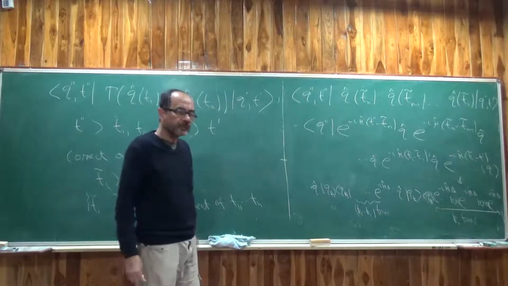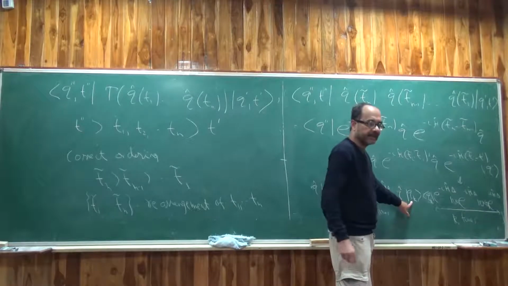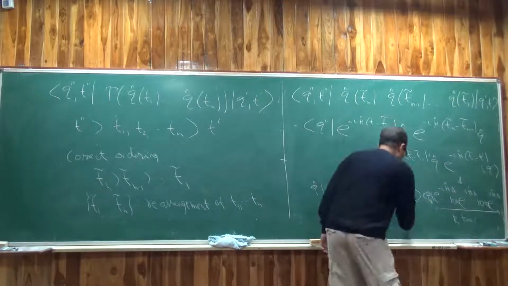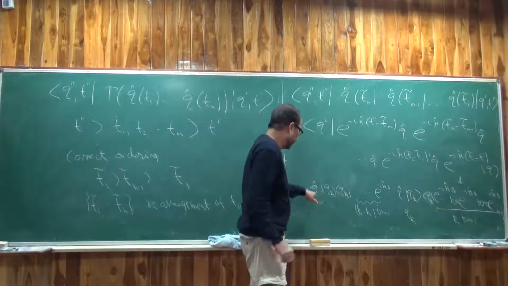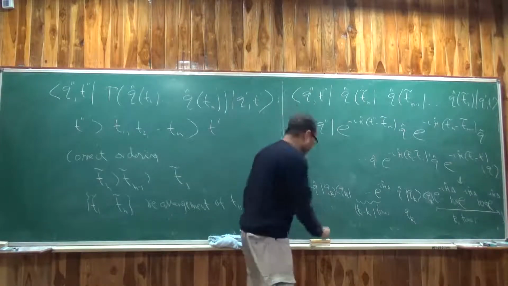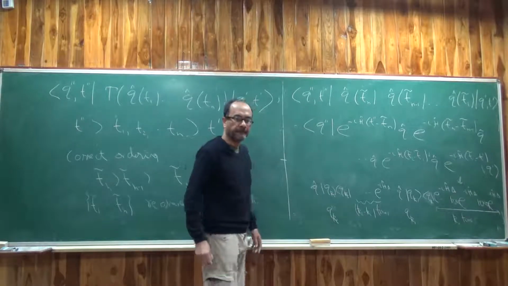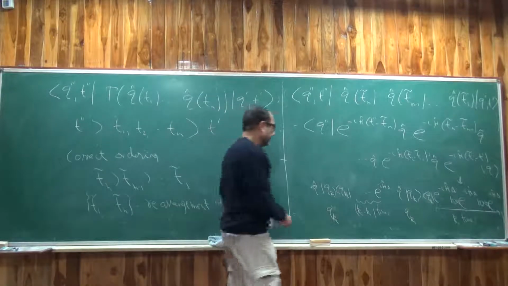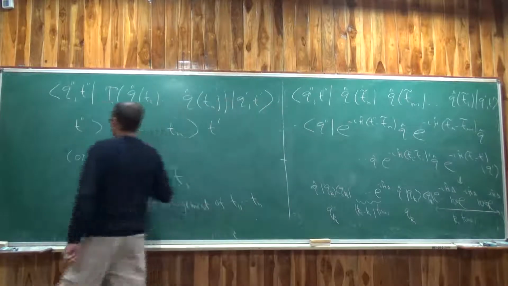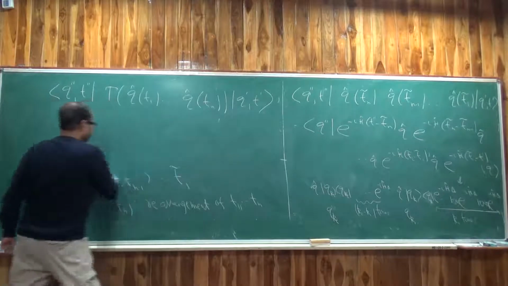But now you see that because q hat acts on a q eigenstate, this just gives a factor of q_k1. Here q hat acts on a q eigenstate, this gives a factor of q_k2, and so on. Is this clear? Then what's the result of the path integral? You just carry out the analysis exactly as before.